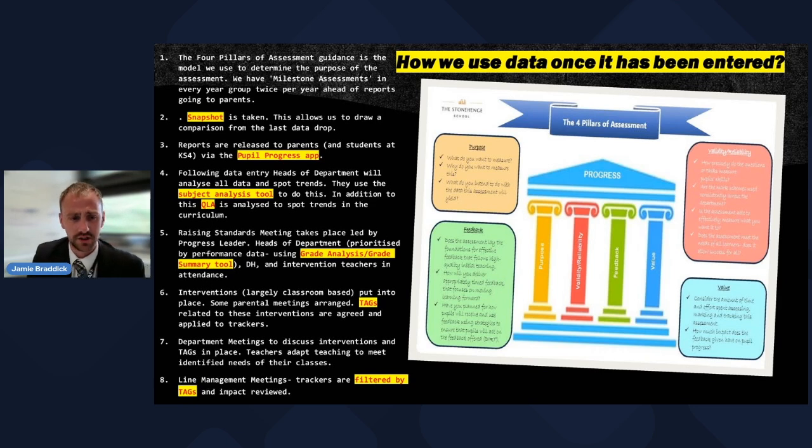One thing it's allowed us to do then is to fit it into our Raising Achievement agenda. So it's kind of like an 8-step model, really, that we have in place. So it all begins on step 1. We have something called the 4 pillars of assessment: purpose, validity, reliability, feedback, and value.